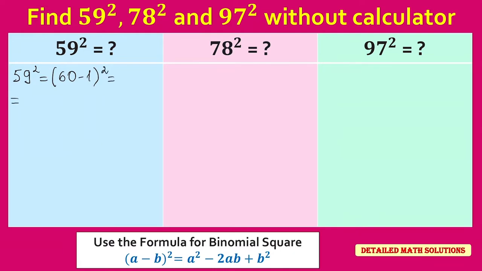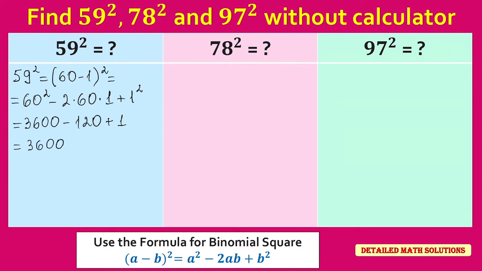As the next step, I'm going to use the formula for a binomial square to calculate this further. When I apply the formula, I get 60 squared minus 2 times 60 times 1 plus 1 squared. Next, I simply need to calculate the exponents and the rest of the terms. This equals 3,600 minus 120 plus 1.